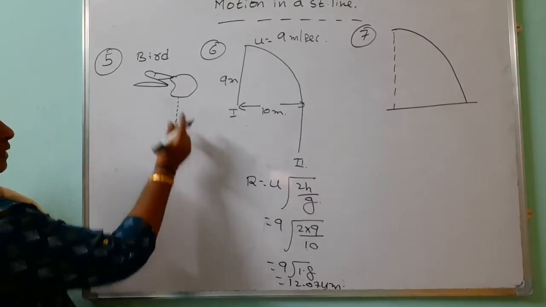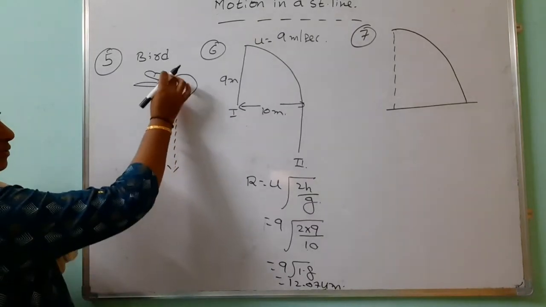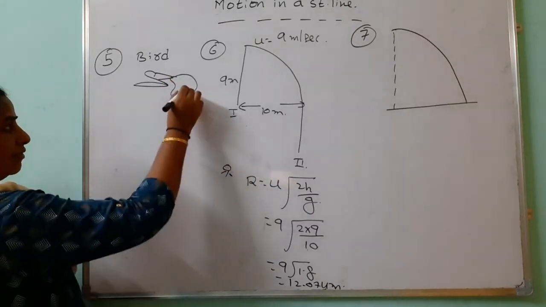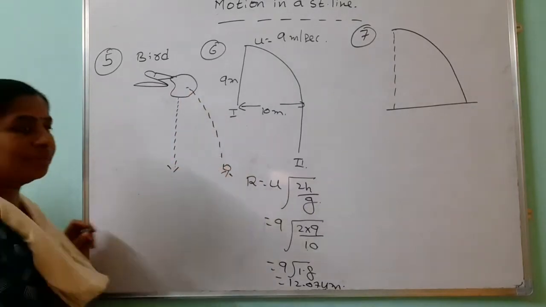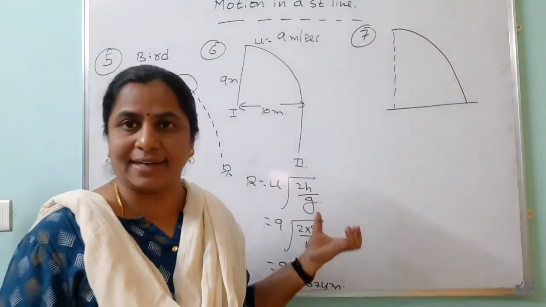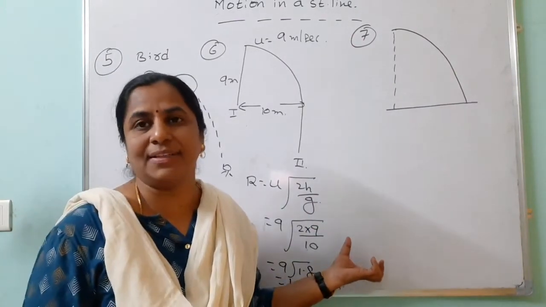Whenever it is dropped, it is also coming with the same velocity. With respect to the bird, it is a straight line path. But for the person standing on the ground, the fruit is coming like this. So simply we should write it here: with respect to the bird, it has the straight line path; with respect to the person, it has the parabolic path.